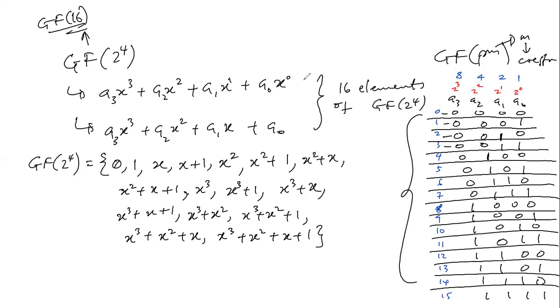Now, let us consider another example before we begin to perform the addition and subtraction operations. Let us consider the extended field 2 cubed. Just like we did earlier, we have 8 elements here, since 2 to the power of 3 is 8, and we have 3 coefficients. So this is equivalent to a2x squared plus a1x plus a naught. This is the polynomial description of this process.